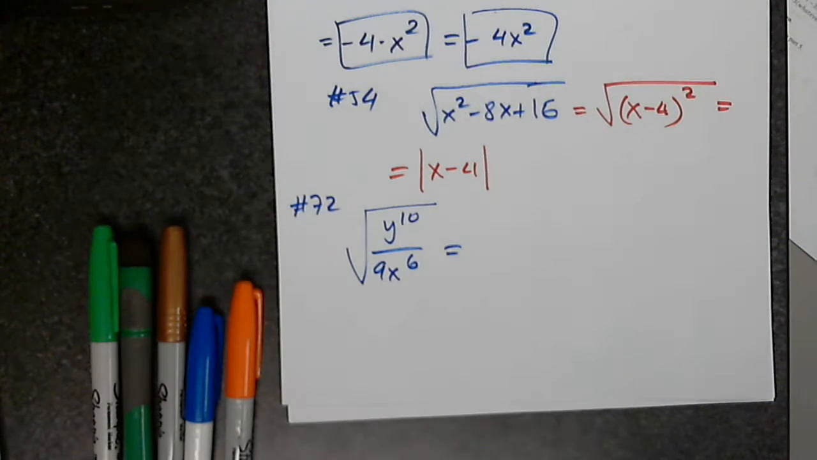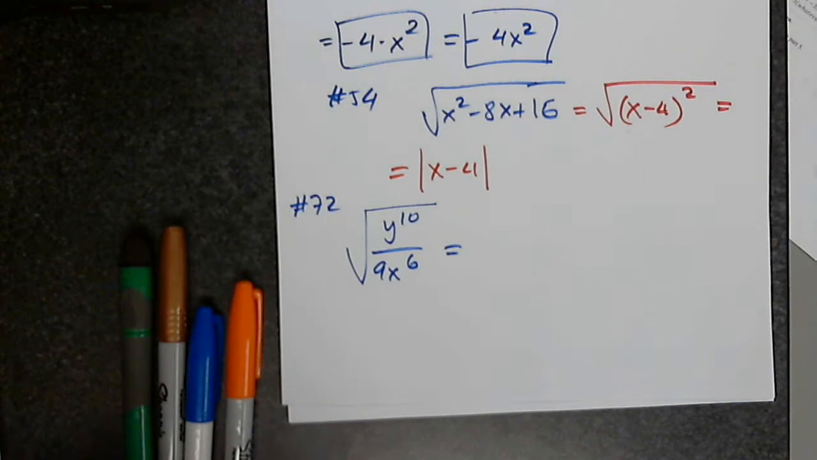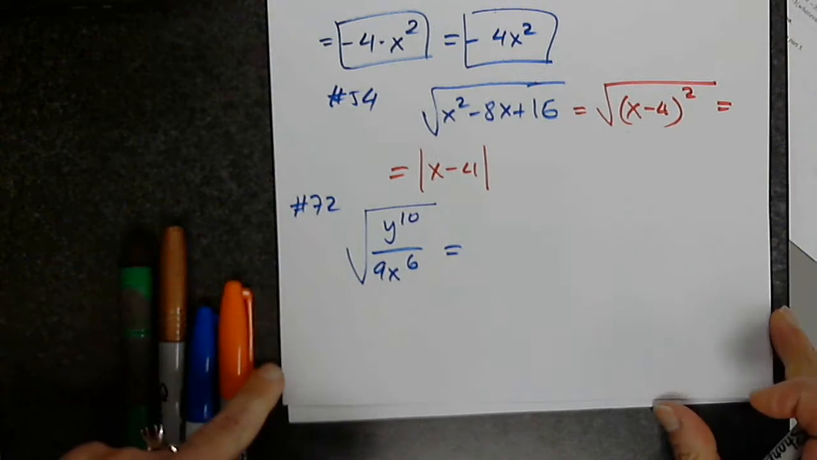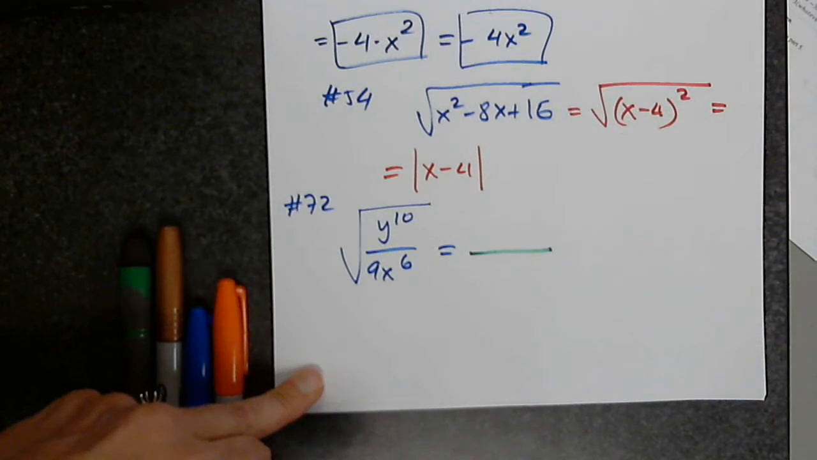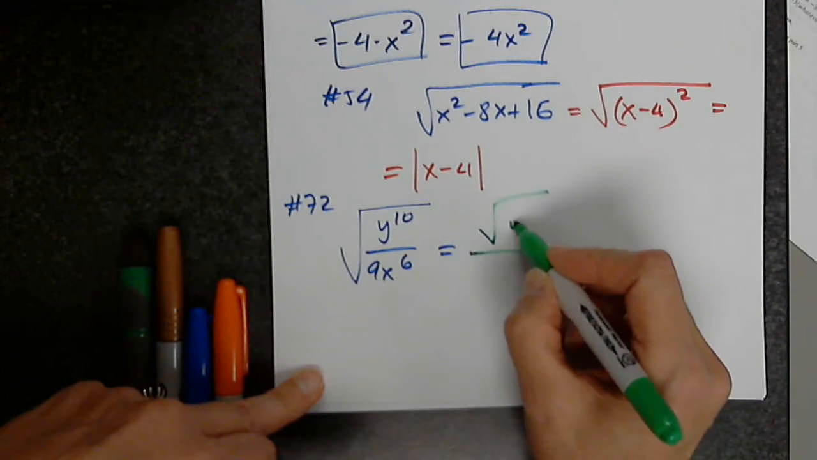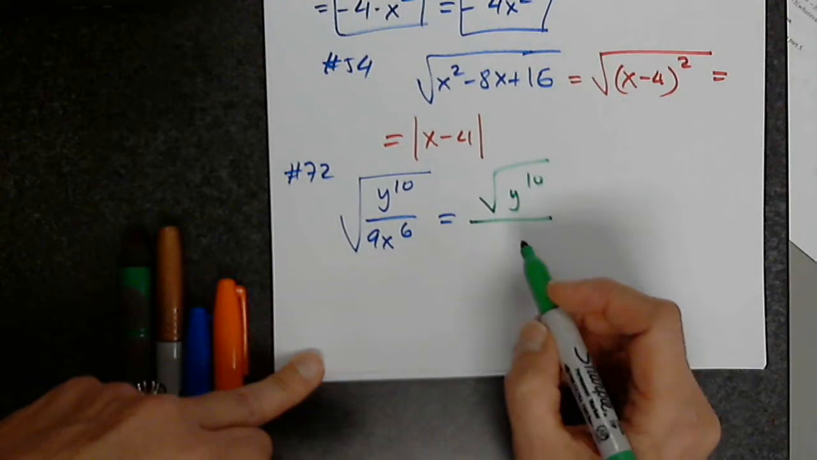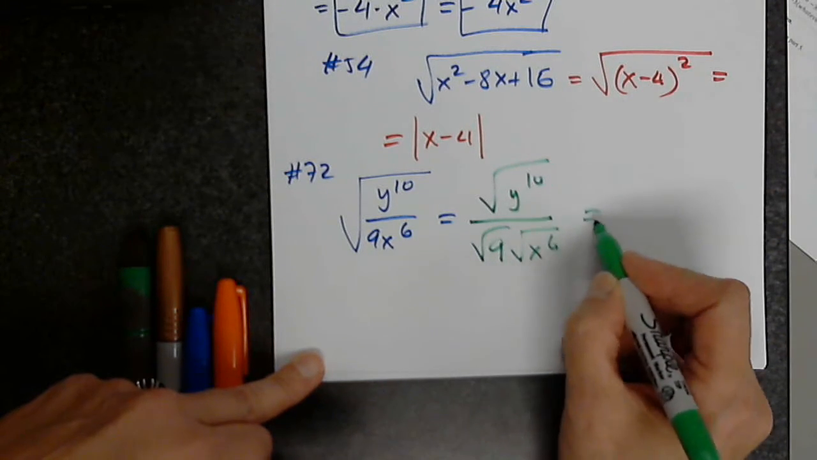Again, I'm looking at the index, I'm looking at the radicand, and what do I conclude? What could be the option here? Yes, I will split it. How? The top will be? Very good. And the bottom, I can split the bottom as the square root of 9 and the square root of x to the 6th as well.